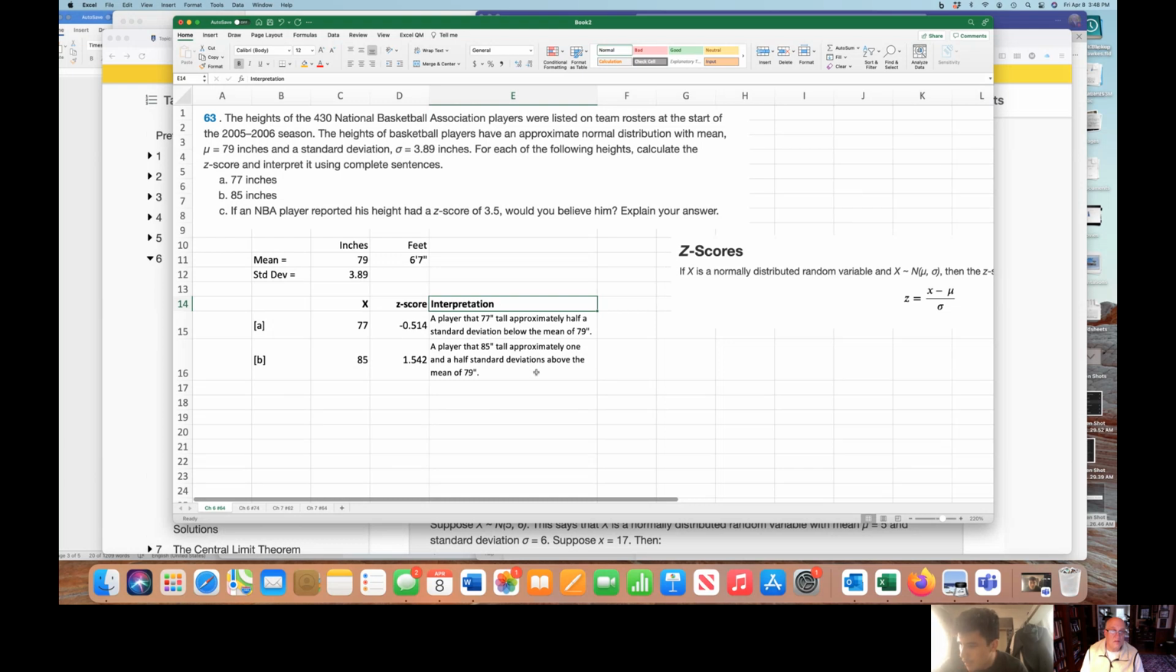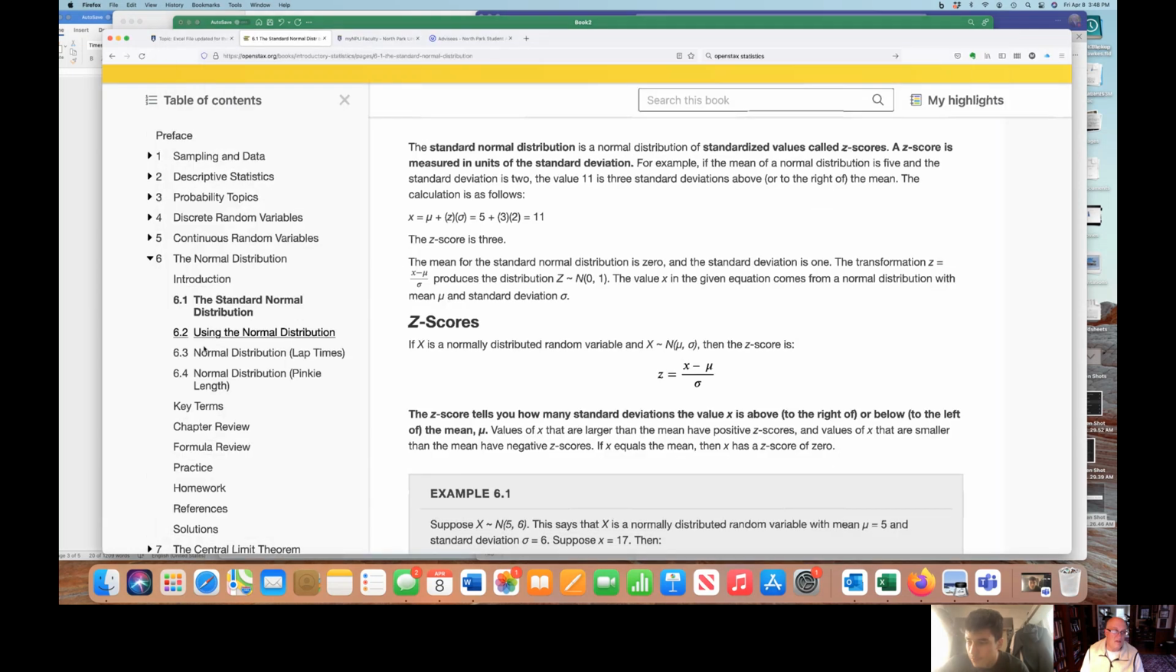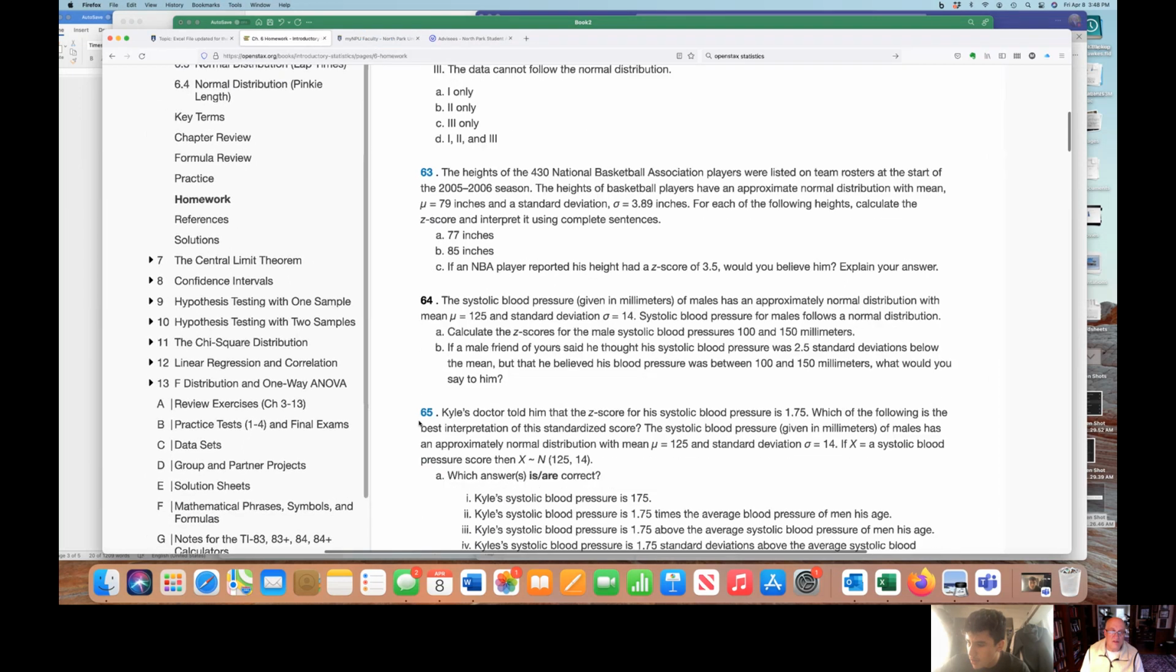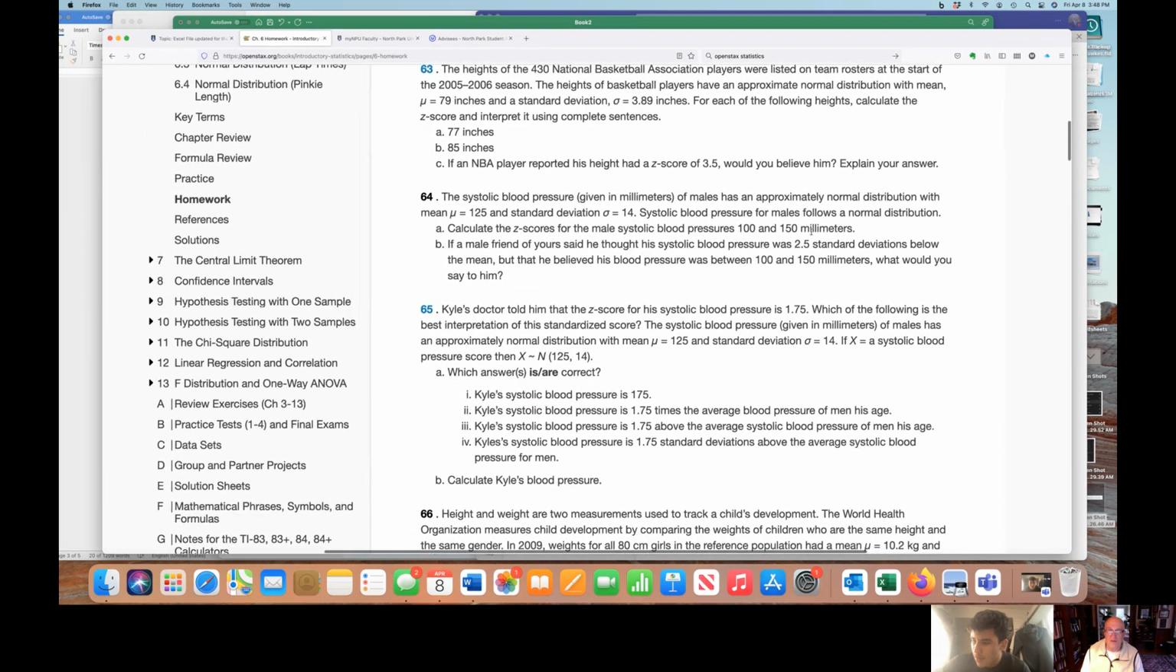Okay. Does the problem that you're looking at have the same thing? Homework, you were looking at what? 6.64 systolic blood pressure. Calculate the z-scores. Yeah, of two things. Then it asks you to interpret it. If a friend of yours thought his blood pressure was below, well, this one says if an NBA player reported his height 3.5 standard deviations above the mean. So now we're going to give a z-score and look for what the player's height is.